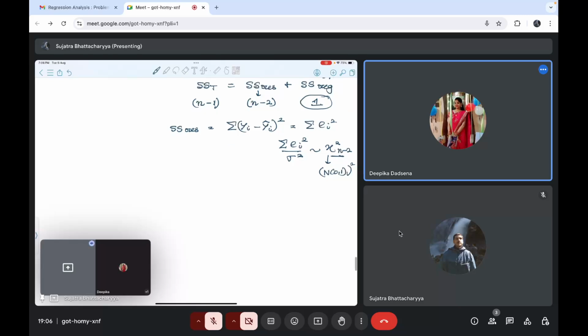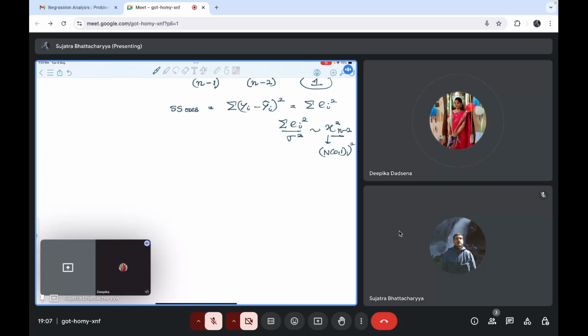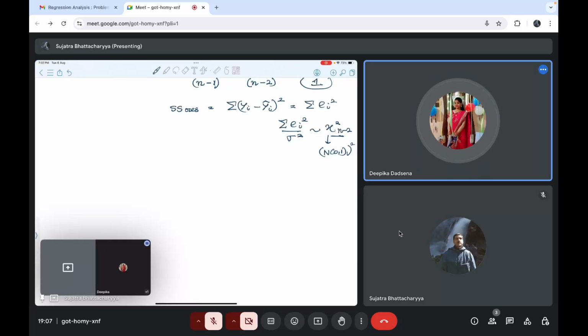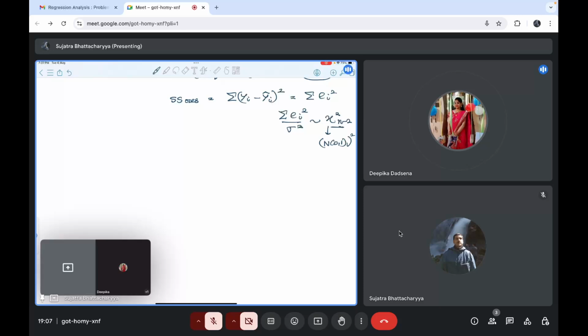Sometimes I think there is some network connection issue. I don't know, but here I am seeing it. It's okay, it's fine. Now it's visible, right?